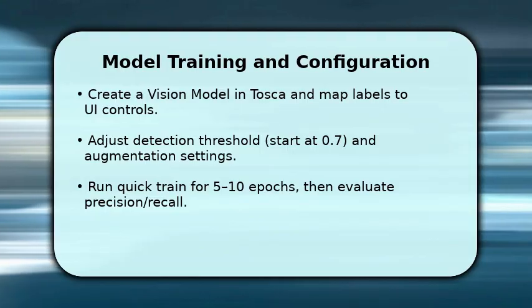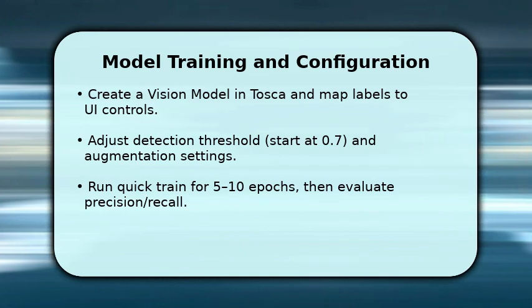If precision is low, add more varied examples. If recall is low, lower the threshold slightly and retrain until results stabilize.